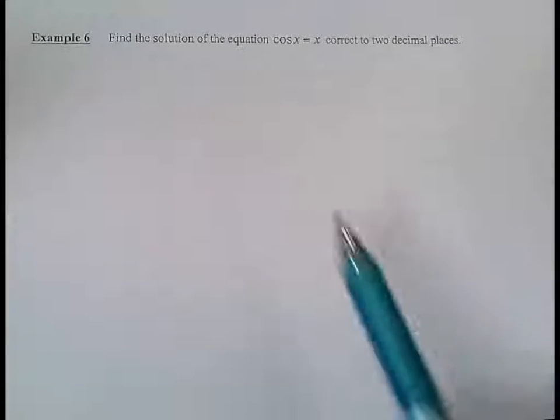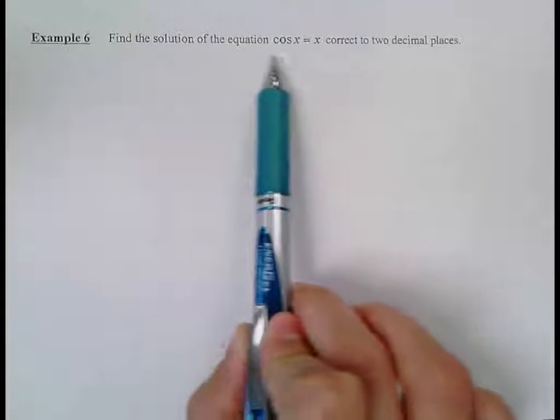And then moving on to example 6, this one I wanted to make sure we did go through, which is, we skipped example 5. So it says find the solution of the equation cosine of x equals x correct to 2 decimal places. Now it says 2.